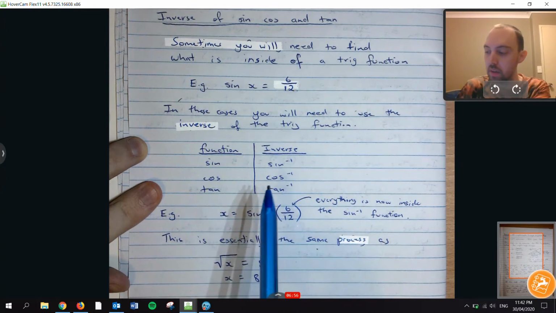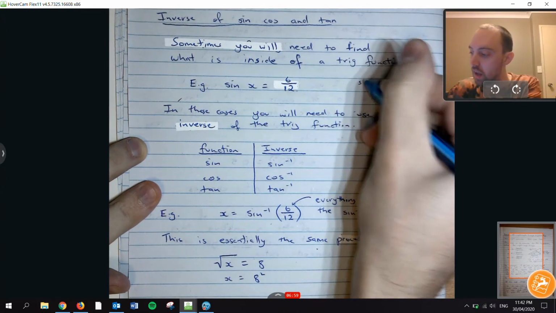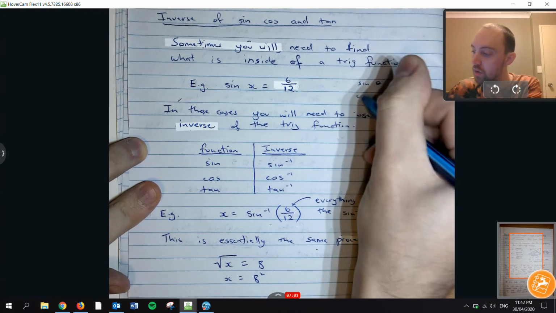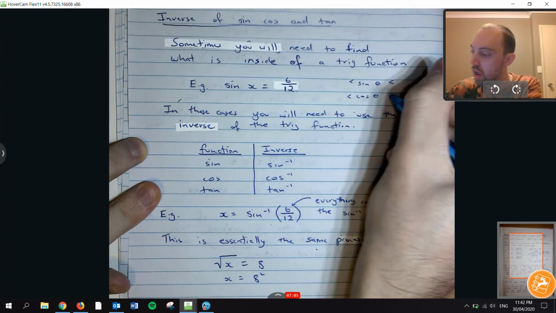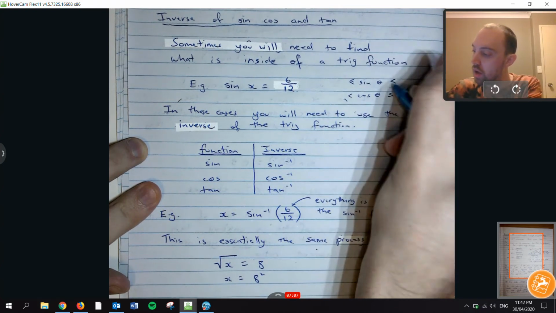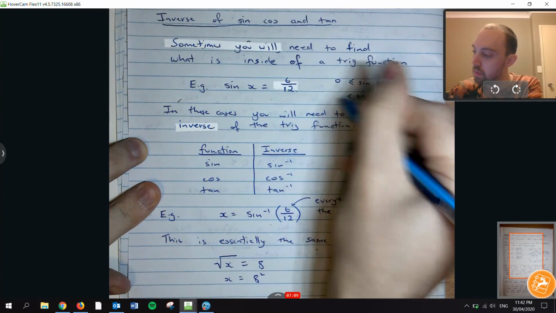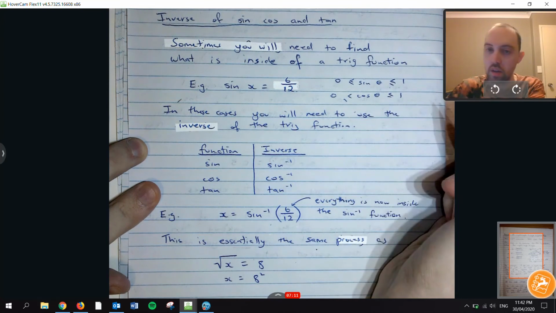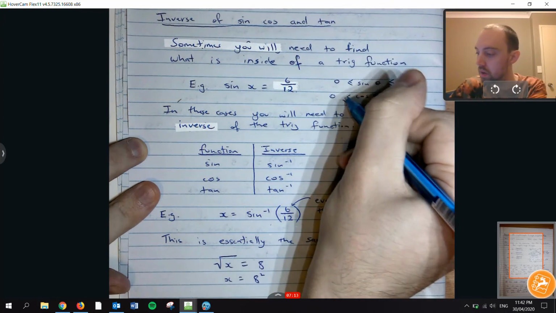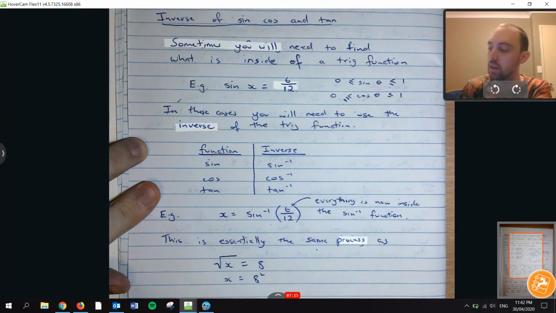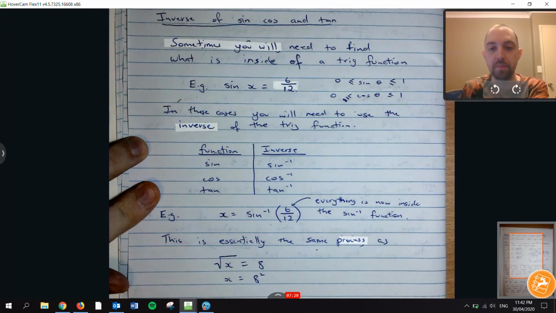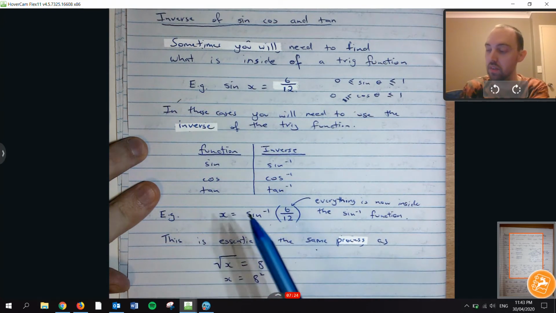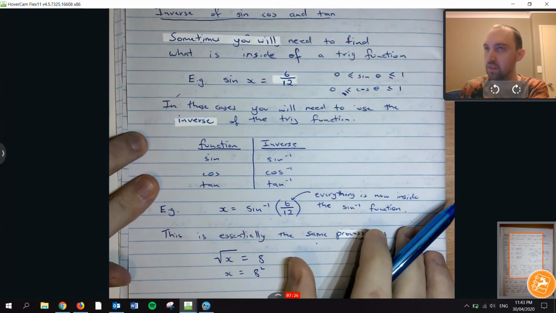Quick tidbit, sine and cosine values should always be between 0 and 1, or we'll talk about negatives in a later case, but usually between 0 and 1. If it's not, then you've done something wrong, or it's not a triangle.